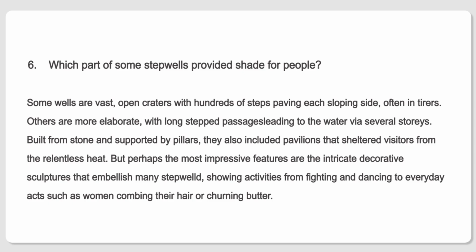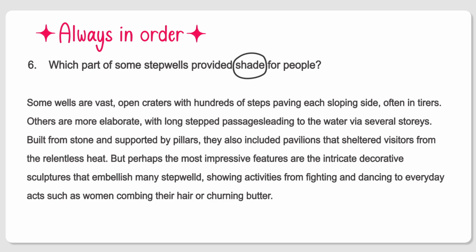Because question number 6 is before question number 7, we definitely know that the paragraph is before this paragraph. And we have to find words that are related to shade. We 90% know that shade itself is not mentioned in the text. Maybe a synonym language is mentioned. So first of all, we try to find a word that is kind of a synonym for shade.